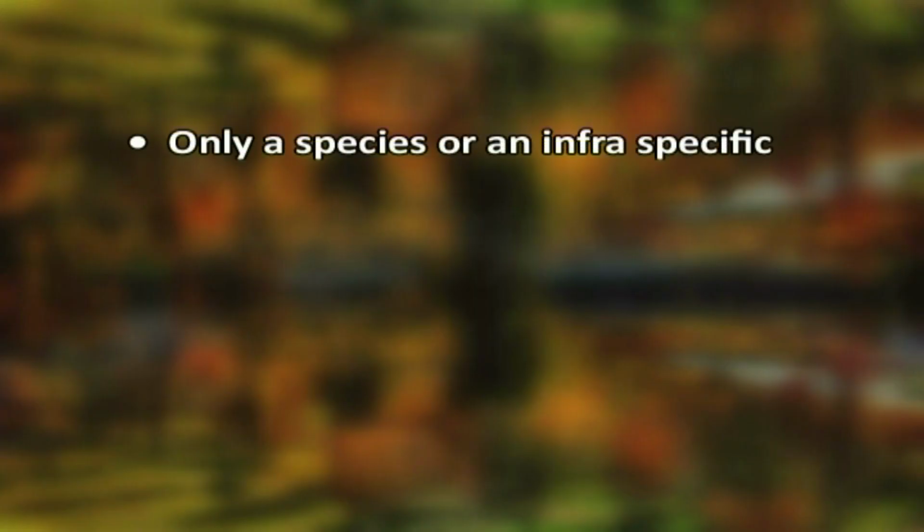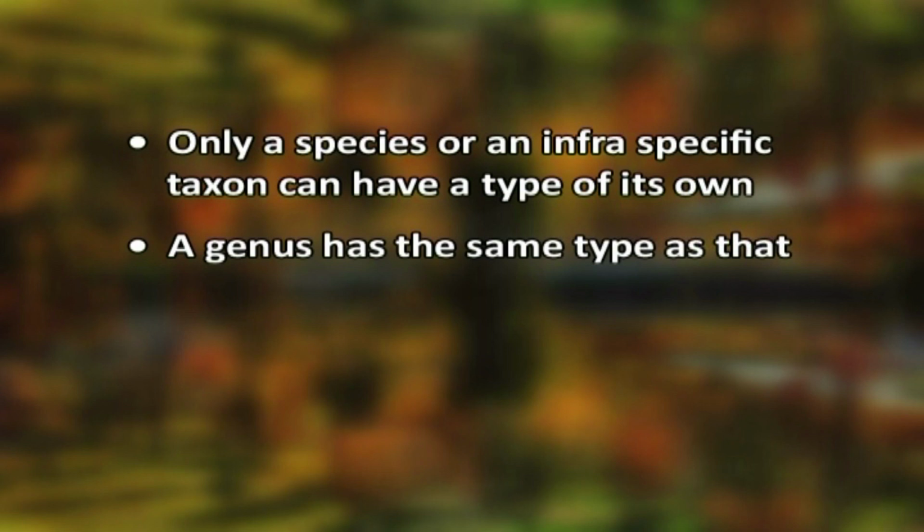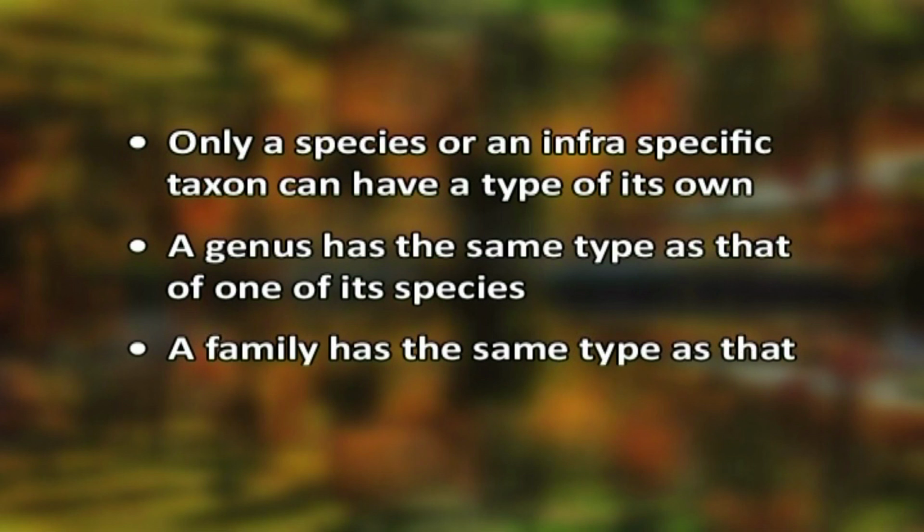The International Code of Botanical Nomenclature has devised certain guidelines for proper use of typification, which are: number one, only a species or an infraspecific taxon can have a type of its own; number two, a genus has the same type as that of one of its species; and number three, a family has the same type as that of one of its genera.